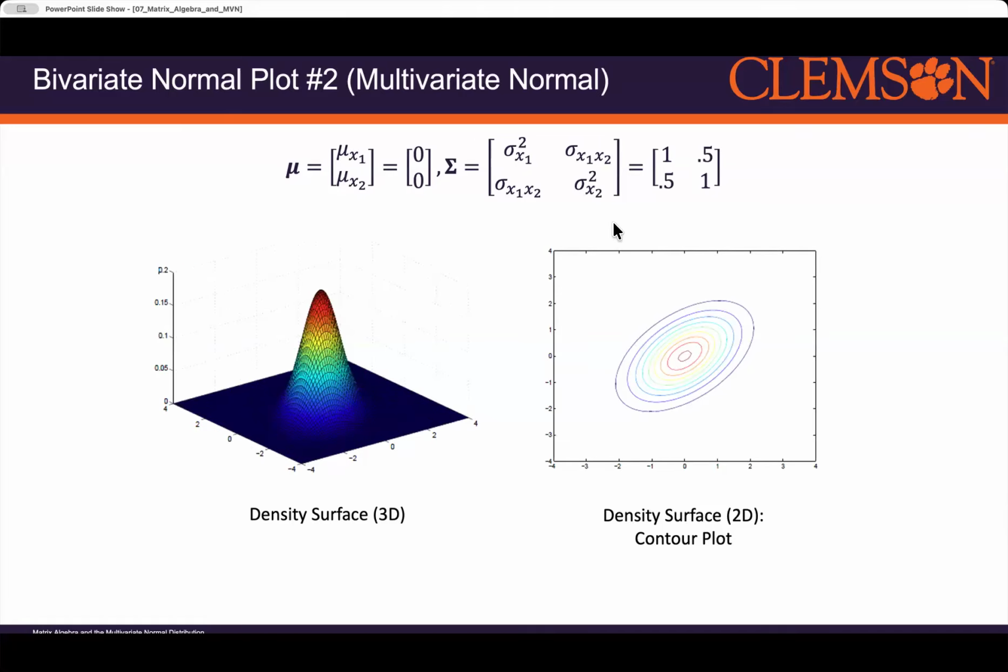Now, here's that same distribution, but with a correlation of 0.5, and you can see that if we were to look at data, it's elliptical in shape.